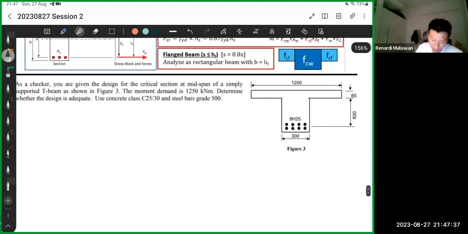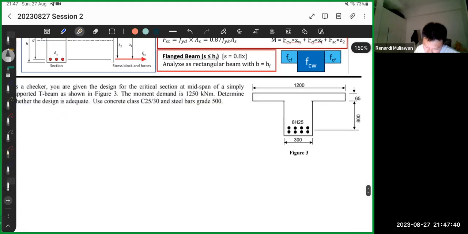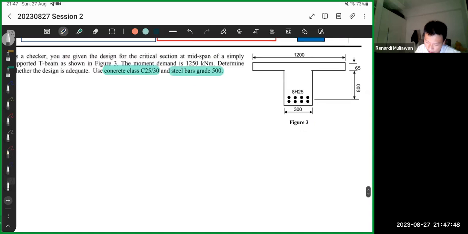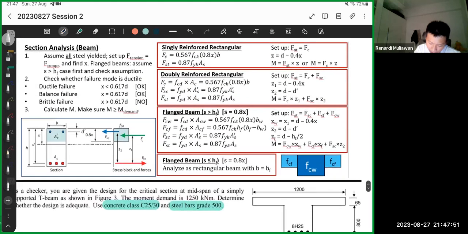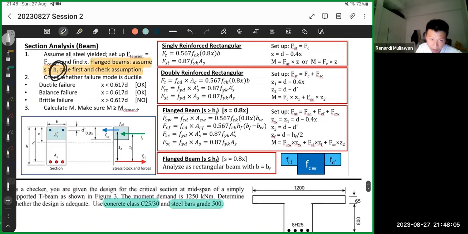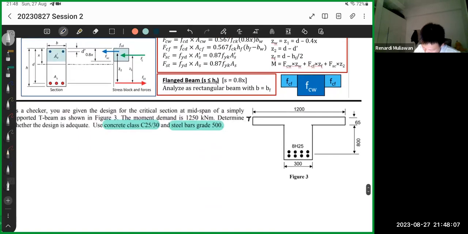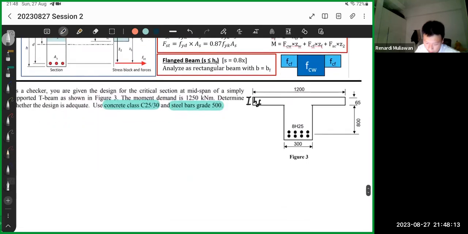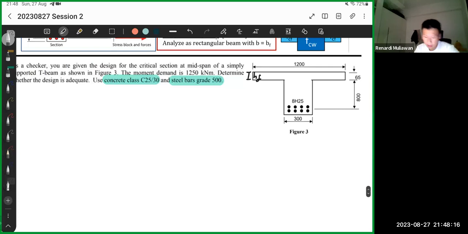As a checker, you're given a design moment demand. You have concrete class 25, then steel bars grade 500. Let's just do it very quickly. For flange beams, I've written here, assume that the neutral axis is below the flange. HF is this one. This is HF.